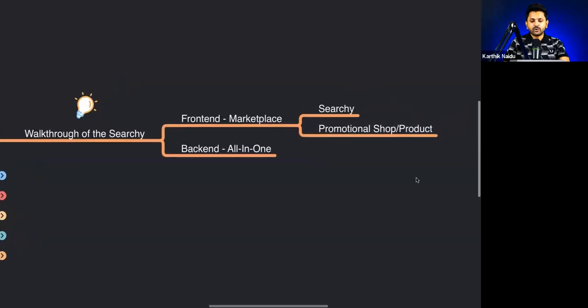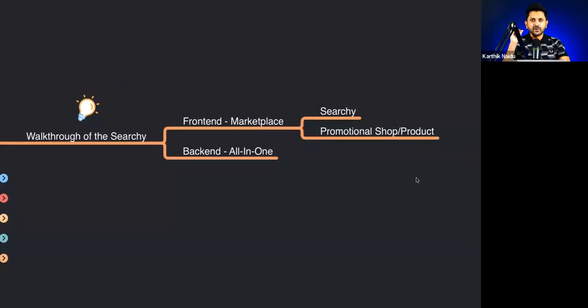So you can do two things. You can create a promotional shop. You can create a promotional product. A product is something that you can straight away run ads into. So people come there, they check out, they inquire, and it comes to you as a lead.